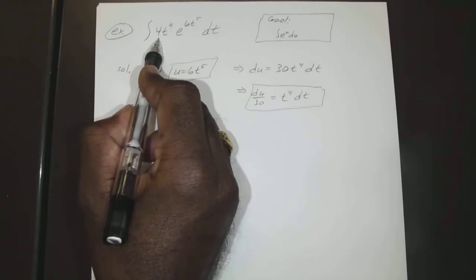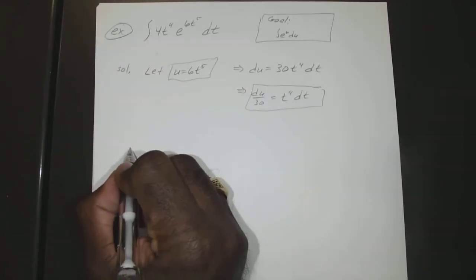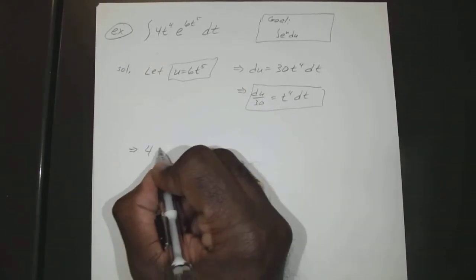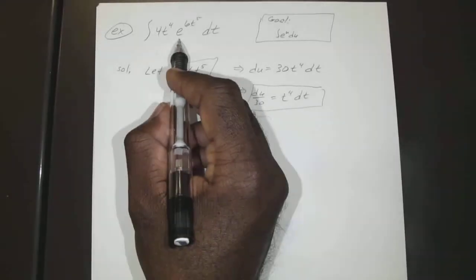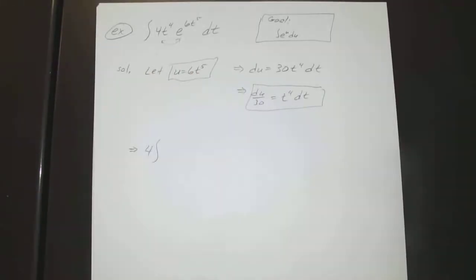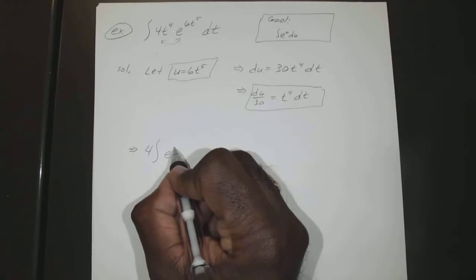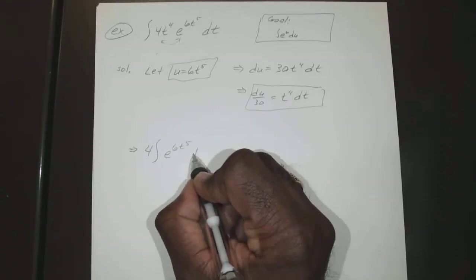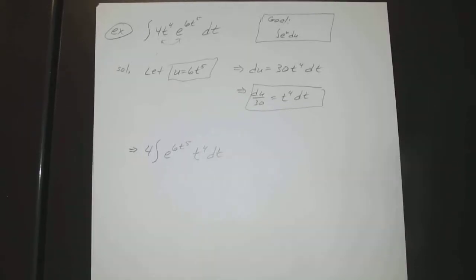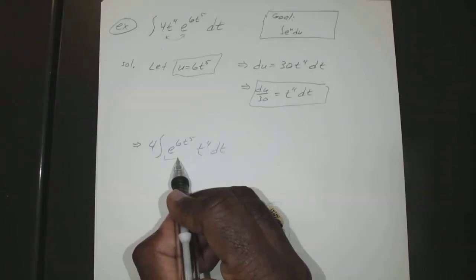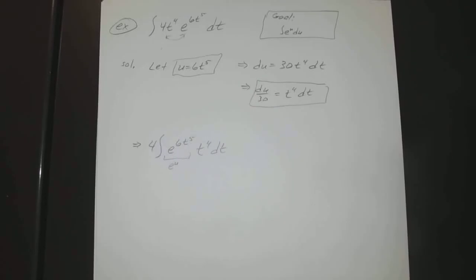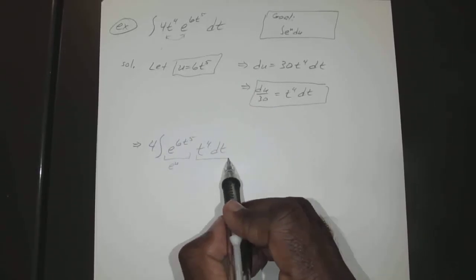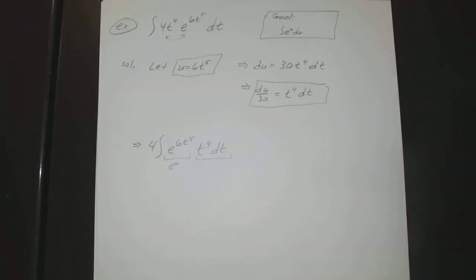Okay, so if we go ahead and rewrite our integral, we can just bring our 4 out. So you have 4, and go ahead and switch those around. You have e to the 6t to the 5th times t to the 4th dt, where this gives us our e to the u. And this gives us our du over 30.